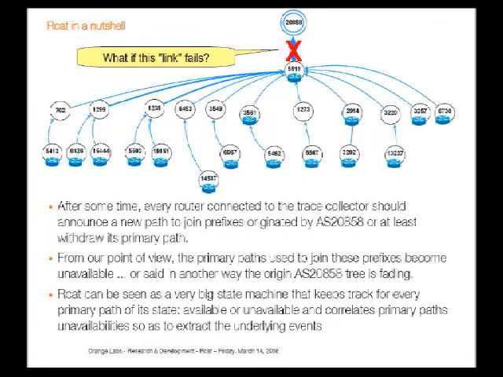So now, you can see Rcat as a very big state machine which keeps track for every path of its state, available or unavailable, and it computes its primary paths periodically. Then, listening to updates, it detects the unavailabilities of primary paths and correlates them in order to find out what were the underlying events which have led to the spread of the BGP updates collected.